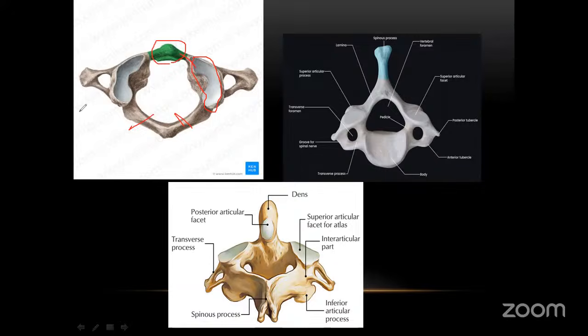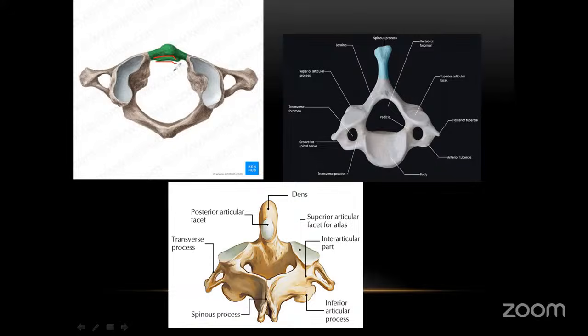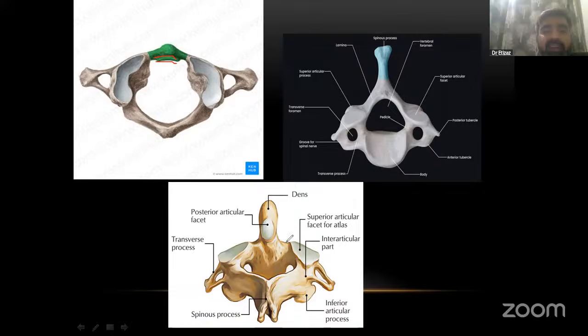When we see the internal structure of this one, it is quite a good one. Look at here. Again, this area is very important. It has some depression, and this depression is for the odontoid. We call it the dens of the C2. The C2 dens attaches here. The anterior part will attach in this area.